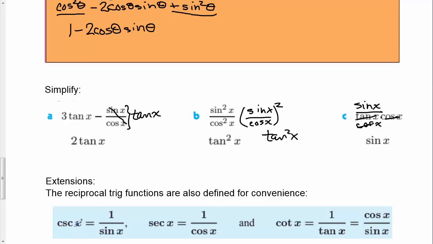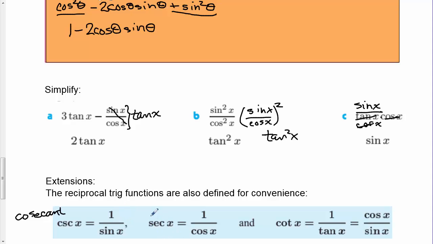Mathematicians have defined, because it shows up a lot, the reciprocals of the trig functions. So 1 over sine x is called cosecant, and it's spelled C-O-S-E-C-A-N-T, secant and cosecant. So cosecant x is the reciprocal of sine. If you're looking at a triangle, instead of doing the opposite over the hypotenuse, cosecant is defined as the hypotenuse over the opposite. Just flip it over.